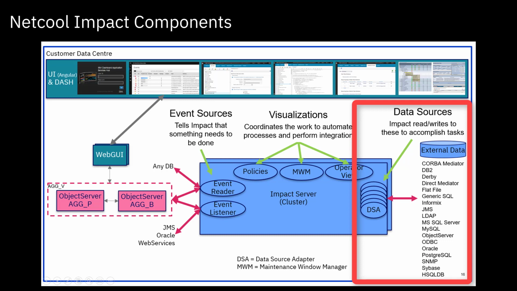Here on the right side is the third critical part of Impact. These are the data sources. These data sources can be simple databases, or a CORBA bus, or whatever. There's quite a long list of data source adapters that we have in the box. For example, we can read simple flat files, or we can send emails. This is also something we can do with Impact.